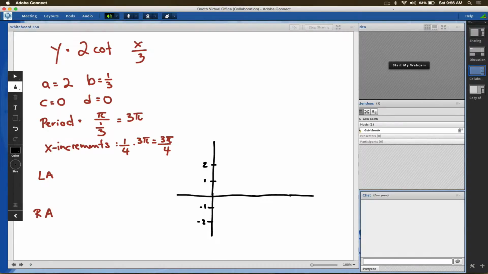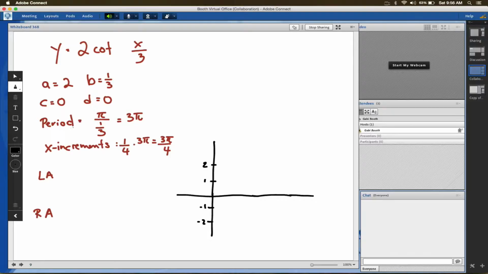In this case, I am graphing a cotangent function. Here I have y equals 2 cotangent of x over 3. So in this case, a is 2, b is 1/3, c is 0, and d is 0.